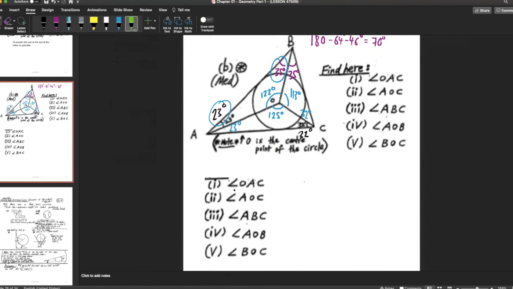Angle OAC, trace it out with your fingers. OAC. So that angle is 23. Now the next angle is AOC. Changing the letter ordering changes the meaning of the angle tremendously here. So AOC is this angle, and that's 125. And then ABC is the overall angle here, which is 35 and 35, or 70.